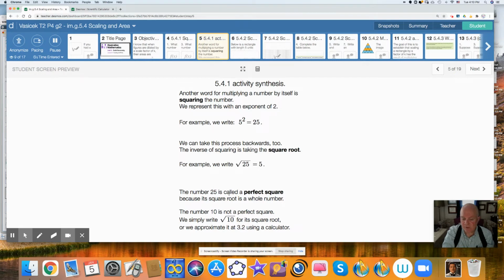25 is called a perfect square. Why? Because the base of its square root is a whole number. And there are only a few of these. There's only a limited number of them, while there's an infinite number of whole numbers that are not perfect squares. So the square root of 10 is about 3.2.